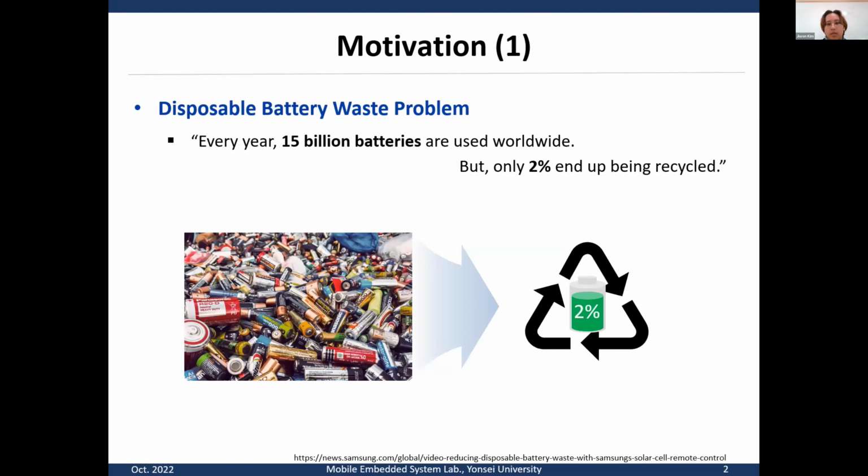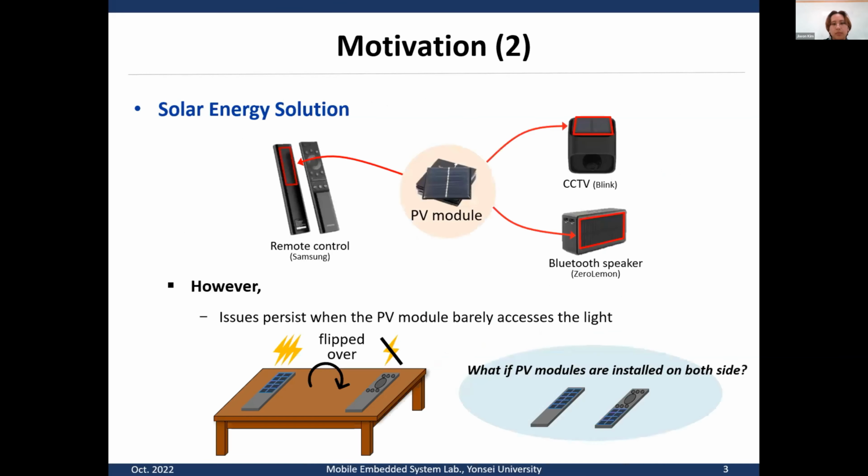These days, there is a severe waste problem of disposable batteries. 15 billion batteries are used every year, but only 2% are being recycled. This has created environmental problems, and many companies are looking for solutions. As a kind of solution, the battery is replaced with light energy harvesting for operation, which is expected to greatly reduce the waste. However, in an indoor environment, the demanded energy may not be available depending on the conditions.